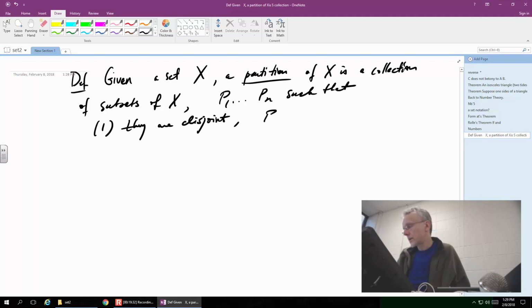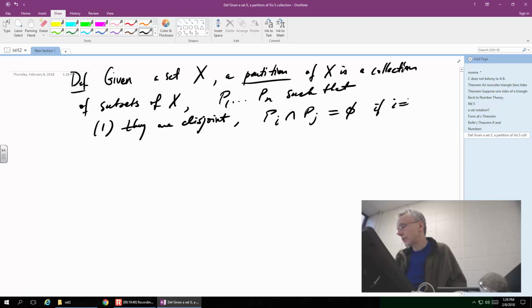In other words, disjoint pairwise. So Pi intersection with Pj is empty if i is not equal to j. Okay, so disjoint. And just like we started with the example of partition when there are only 2 sets, one of them was the even and the other one was odd. That's an example of that.